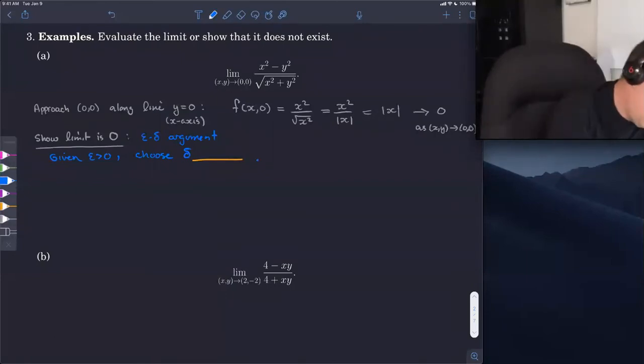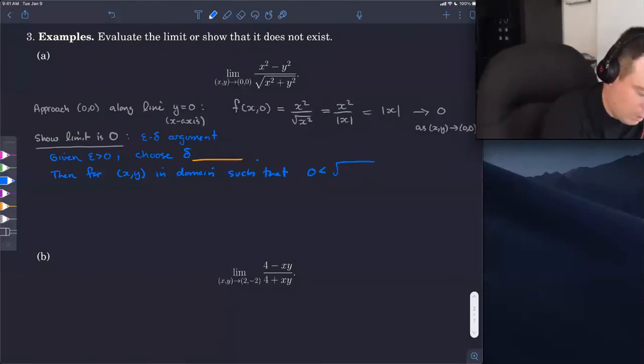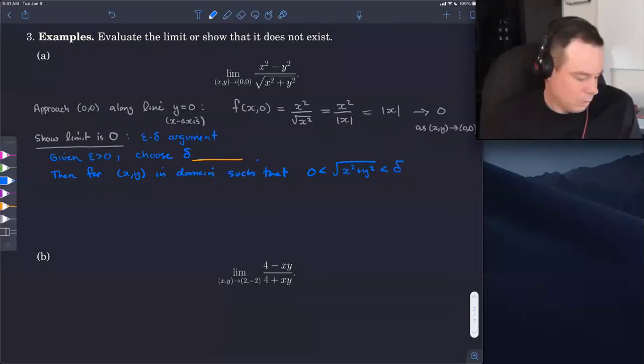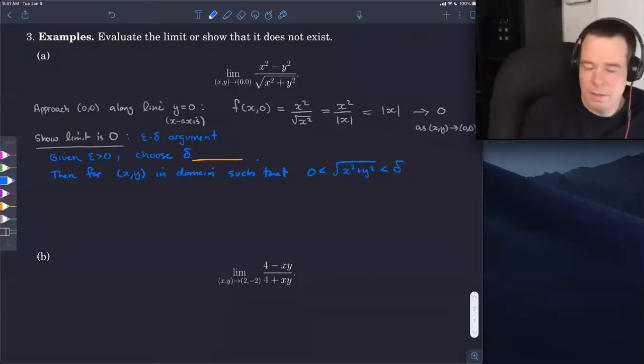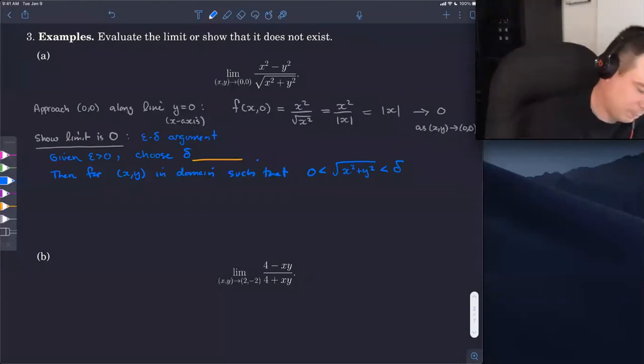And now we just write out what the statement says. Then for xy in the domain such that xy is within delta from the point we're approaching in our limit, which is 0, 0. So this line just says, for xy in the domain such that it's within that delta circle of the origin, I want to show that the function value of xy is within the epsilon sandwich of 0.